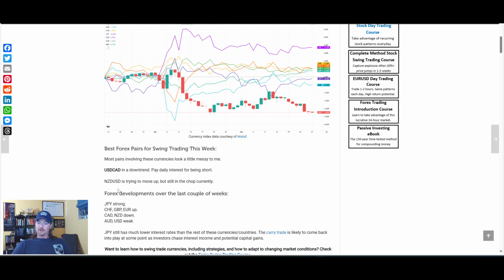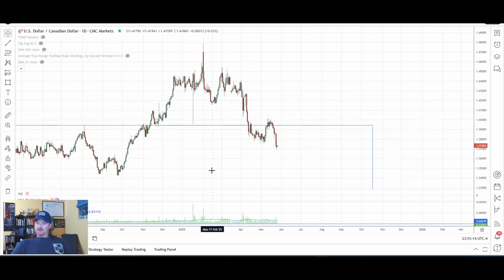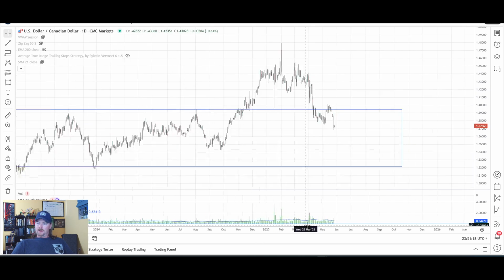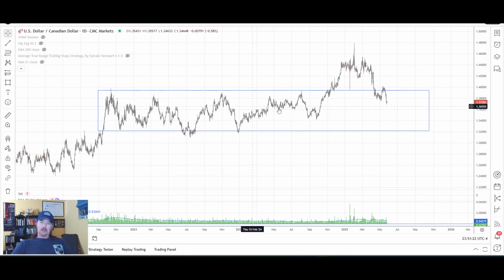That was one of the ones I mentioned in a downtrend. You're going to pay daily interest for being short because the US dollar has a higher interest rate. So the downtrend is going on right now, and we've kind of broken back into this old area where we spend a lot of time.